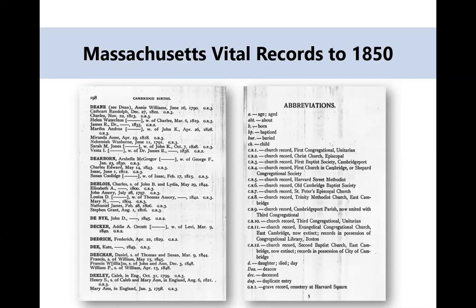At the beginning of every volume of the Tan series, including the online versions of the Tan series, is a list of abbreviations telling you the source of the information. So for example, you will see on the right-hand image, CR1 is a church record from the First Congregational Church Unitarian, and CR7 is for St. Peter's Episcopal Church. And oh, by the way, this was an example from Cambridge, Massachusetts.